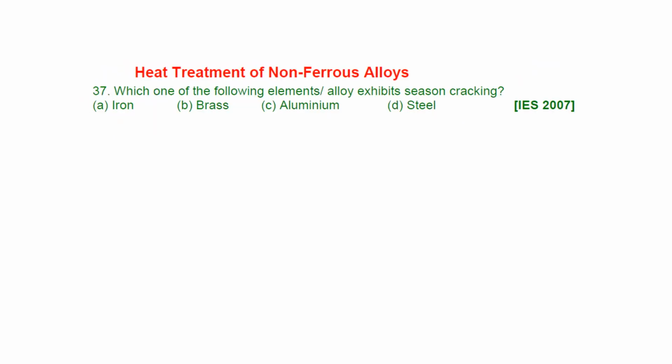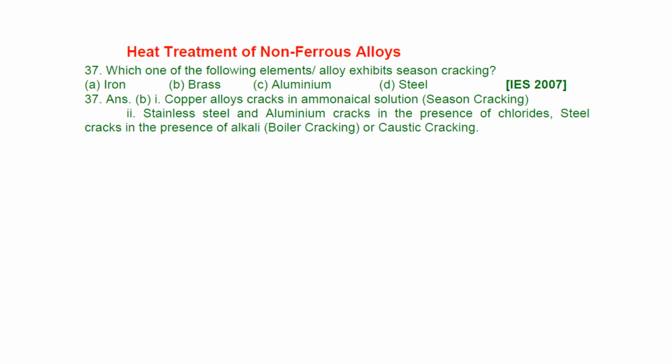Next, heat treatment of non-ferrous alloys. Let's read the question. Which one of the following alloys exhibits season cracking? Iron, brass, aluminium, steel. Remember, they are asking for a non-ferrous alloy, so it will be B, brass. Copper alloy, brass, cracks in an ammonical solution, which is season cracking. Stainless steel and aluminium crack in the presence of chloride. Steel cracks in the presence of alkali, which is boiler cracking or caustic cracking. So please remember, the answer is B, brass.